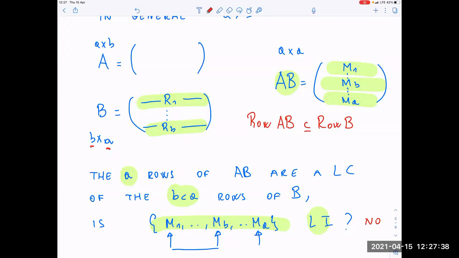So what I suggest now we do is to go and see something about row space and column space of matrices, so that we practice a little bit about those, okay? So let's try to do this.